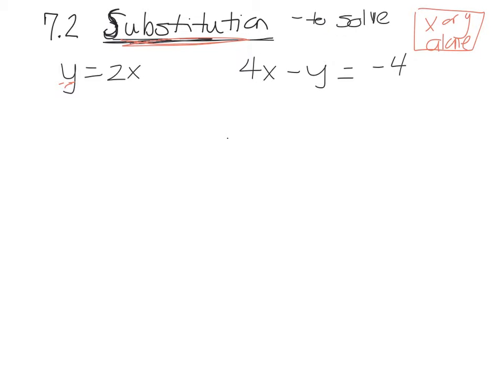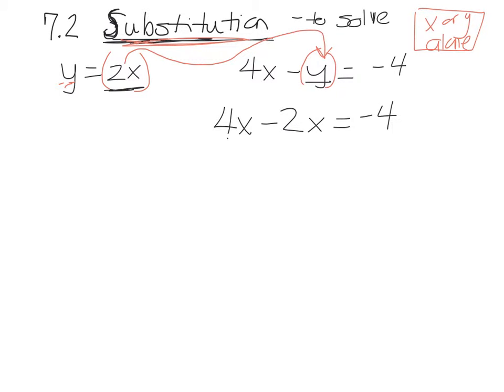When y is alone, you're going to take parentheses and put it around what y equals. So the whole thing to the right of that is what y equals. I put parentheses around it. I go to my other equation, I put parentheses around my y. So my y equals 2x, and I'm going to substitute it in right here for what y equals. So I'm going to write 4x minus, instead of the y, what it equals, 2x, equals -4. And then I'm going to solve this equation for x.